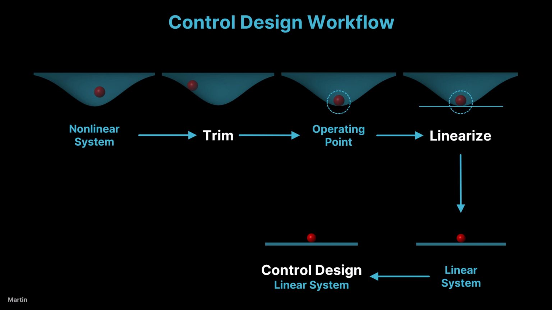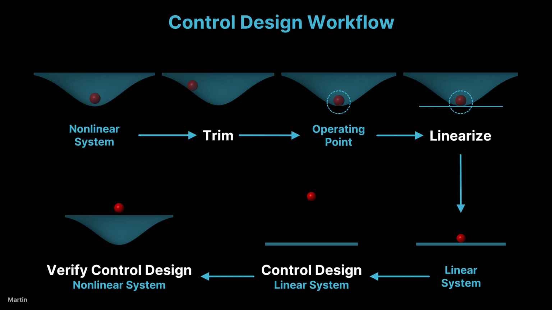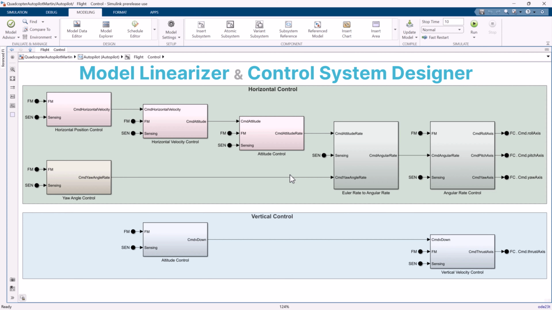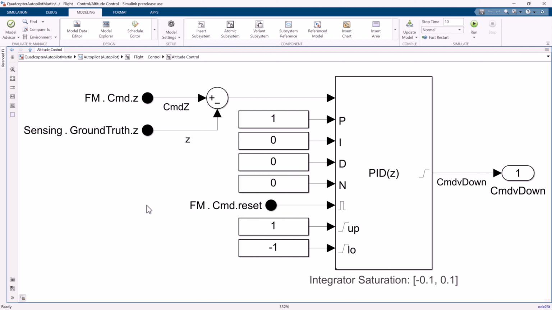After the controller design is complete, we move to the final step, verification. We validate the controller's performance by testing it with the original nonlinear model to ensure it maintains stability and achieves the desired performance under realistic operating conditions, where the linear assumptions may no longer hold. Now we will demonstrate how these steps can be carried out in Simulink. In this demonstration, we'll show how to trim, linearize, design, and implement an altitude PID controller for a quadcopter model in Simulink.